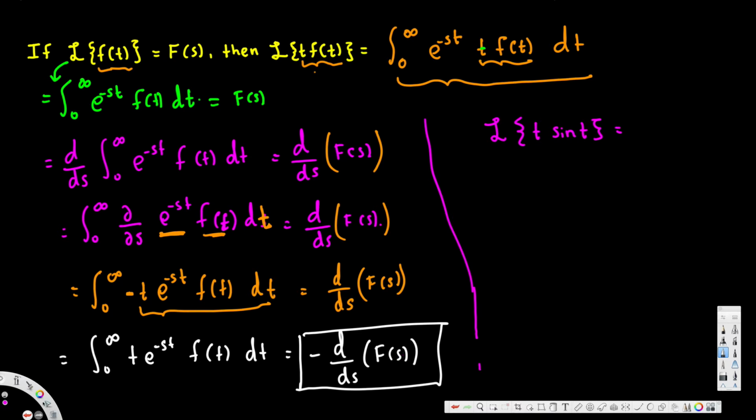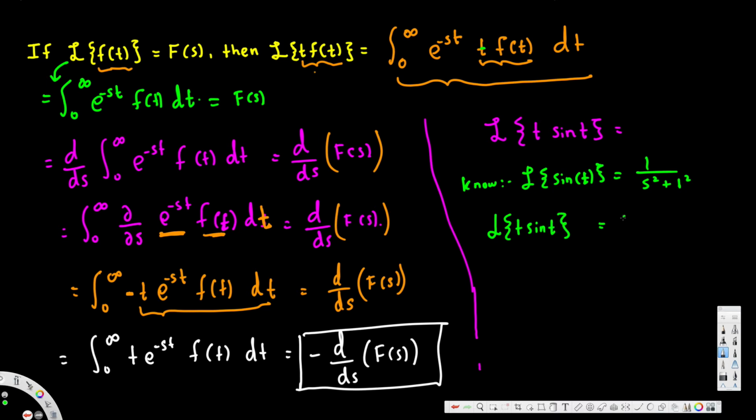So first, if you watch my previous videos, we know that the Laplace transform of sin t is equivalent to 1 over s square plus b square, and here b square is 1 square, since this is just 1t. So this is the Laplace transform of sin t. Then to find t sin t, we just have to differentiate this with negative d by ds.